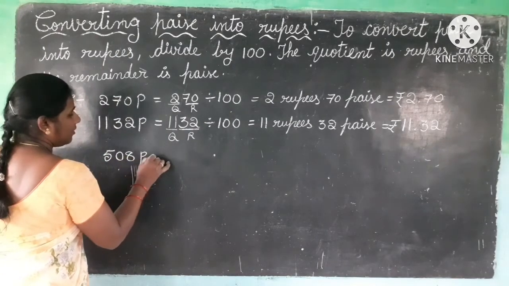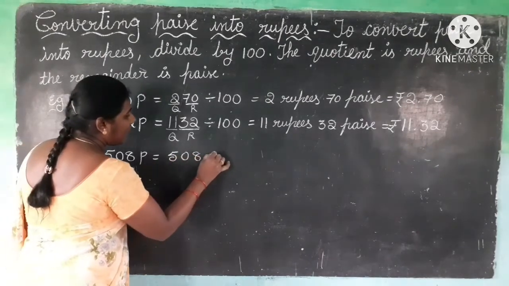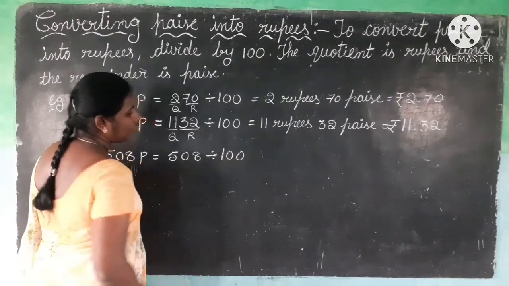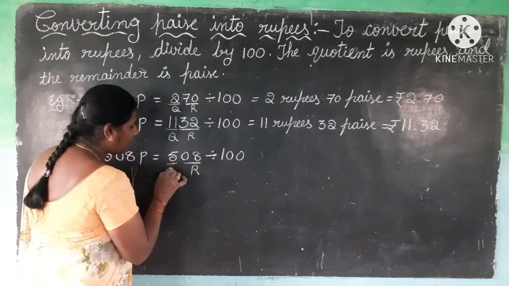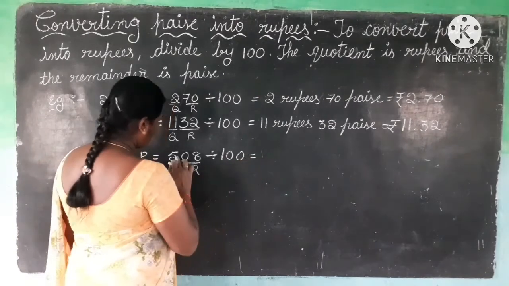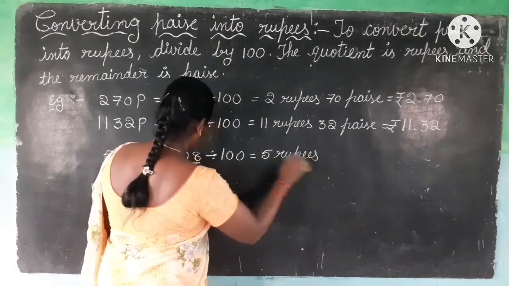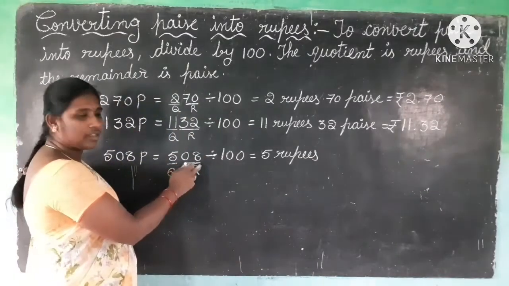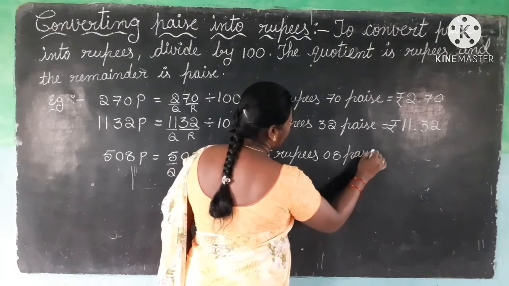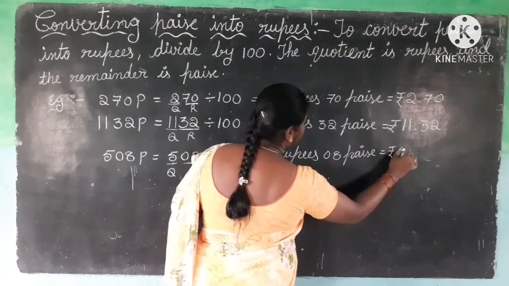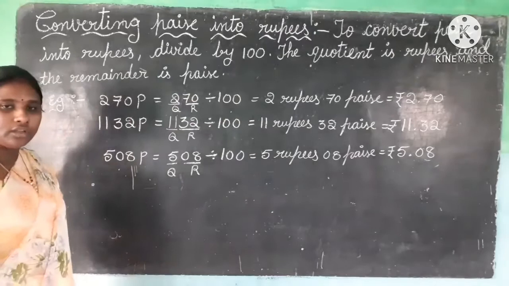508 pies. Here 508 divided by 100. While we are dividing with 100, the last two digits are the remainder and the remaining, here only one number, is the quotient. So the quotient is 5. So 5 rupees 08, or only 8, no problem. 8 pies. So in figures, rupees 5.08.